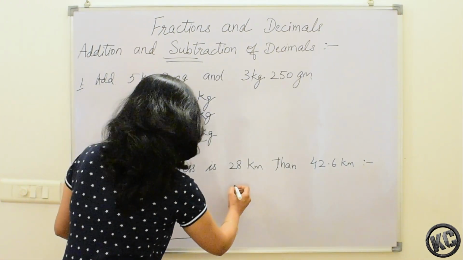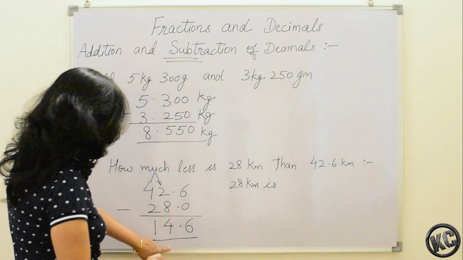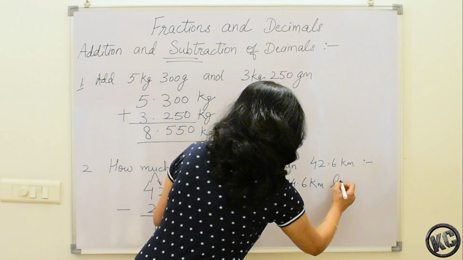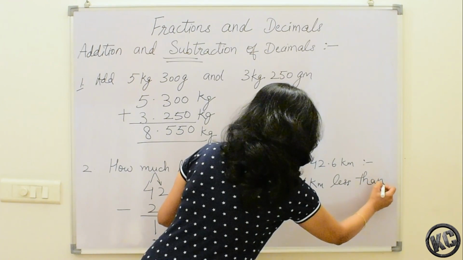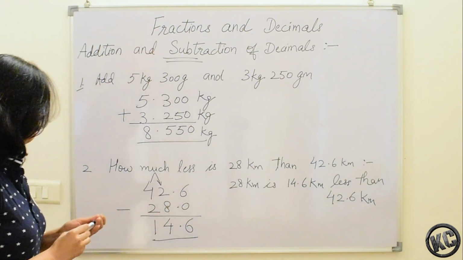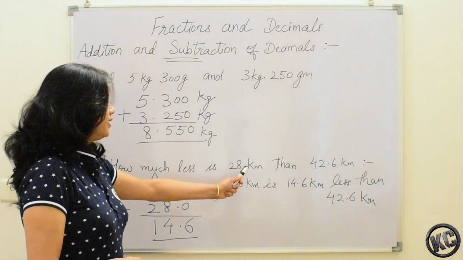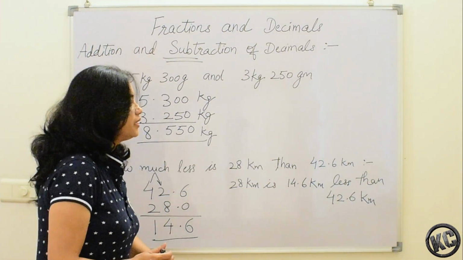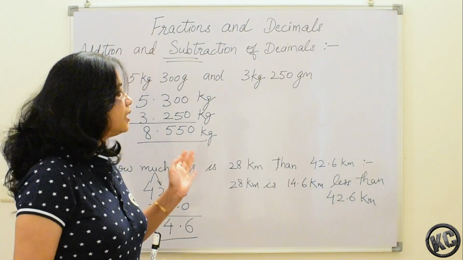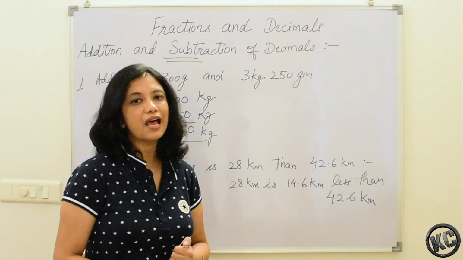So 28 kilometers is 14.6 kilometers less than 42.6 kilometers. We have taken the difference of the two numbers and we have found that 28 kilometers is 14.6 kilometers less than 42.6 kilometers. So this is how we can solve our sums. See, if you have to study in detail these concepts of decimals, you can watch my video of class 6 decimals.